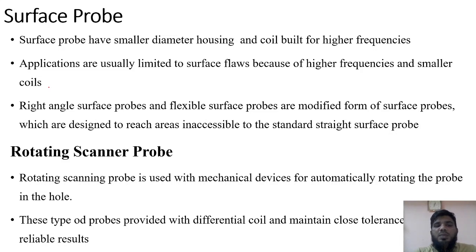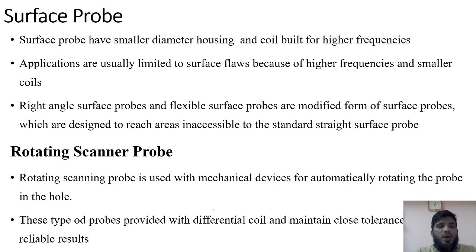Whereas the rotating scanner probe is nothing but a mechanical device for automatically rotating the probe. Based upon the type of hole, if there are some holes in which we have to identify the flaws, the scanner will be continuously rotating. The probe will be continuously rotating, because if you send the probe in one direction, you cannot assess the hole where it is present. So we rotate it in a clockwise or anti-clockwise direction.